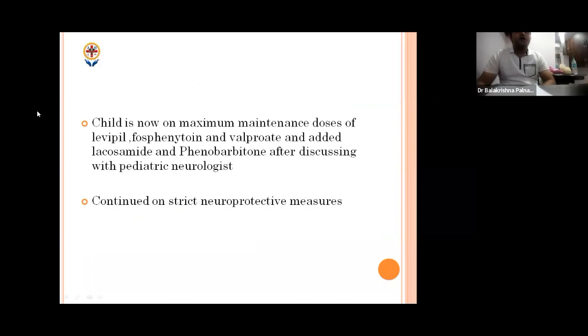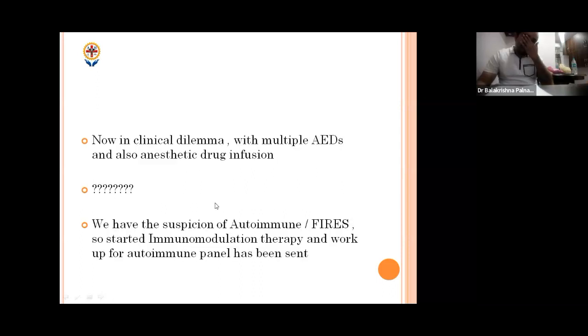So now the child is on maximum doses of levetiracetam, fosphenytoin, valproate, and we even discussed with the pediatric neurologist in this particular child, and he told us to start lacosamide and phenobarbital. The child continued to be on strict neuroprotective measures. So now in a clinical dilemma, with multiple AEDs and also anesthetic drug infusion, what could be the next step? Now we have the suspicion of autoimmune or query FIRES. So we have started the immunomodulation therapy, and workup for the autoimmune panel has been sent.